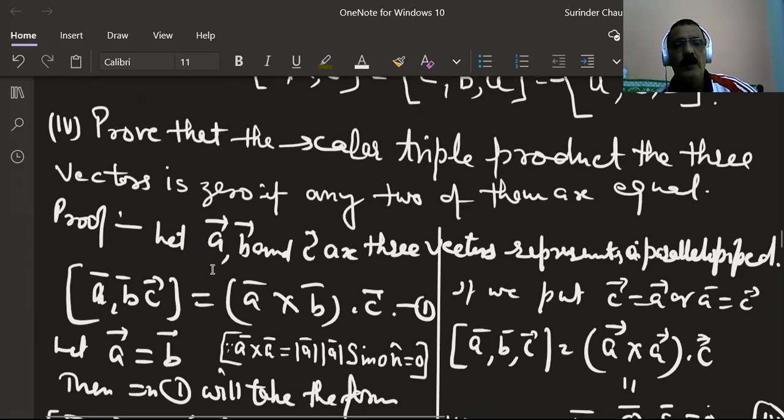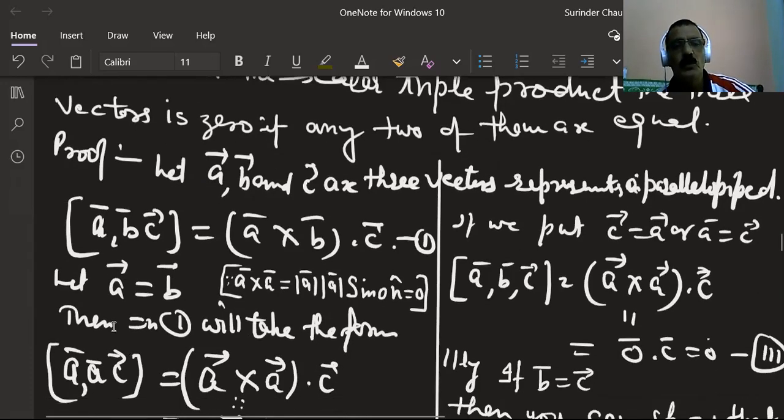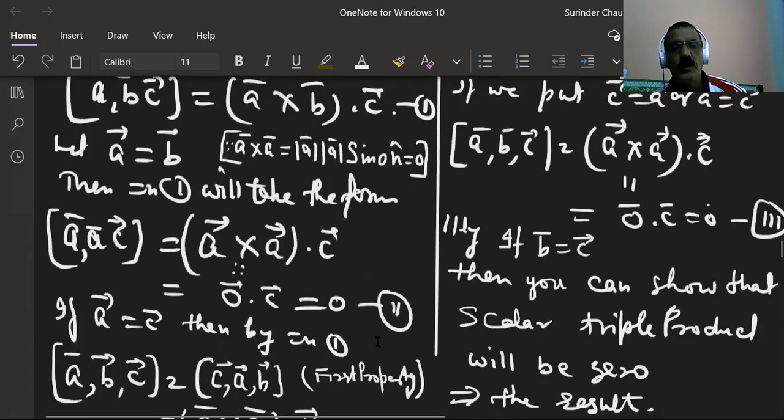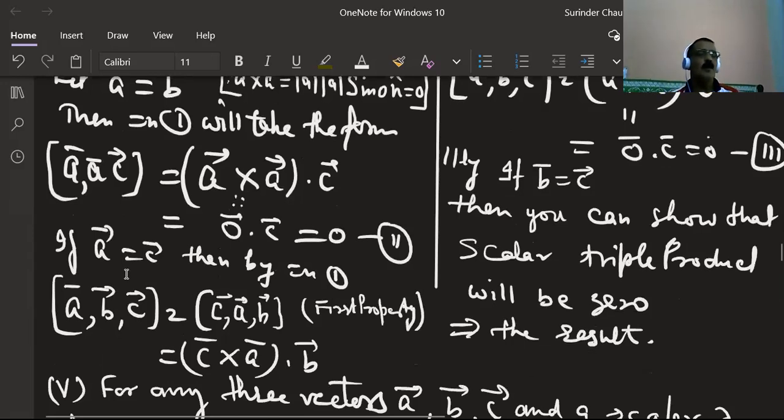Suppose A and B are equal. So first condition, if we suppose A and B are equal, we know that the cross product of two equal vectors is equal to 0. We have proved that in an earlier class. So if we substitute this in the first equation, in place of B we substitute A, the triple product is equal to (A cross A) dot C. A cross A is equal to 0, and the zero vector dotted with the C vector is 0.